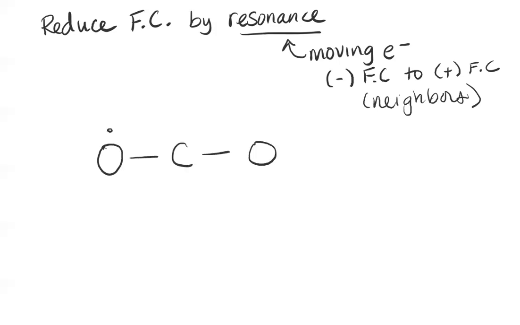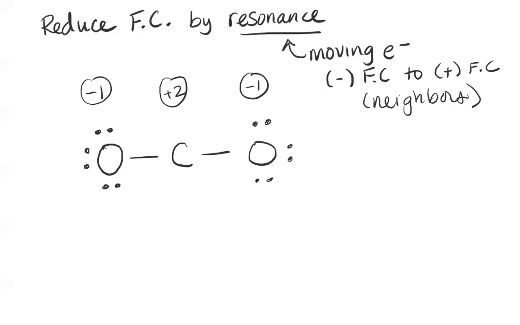Okay, so let me draw up this structure again. Oh, whoops, I don't have one on the carbon, but I have, okay, so here's my structure. On the page before, we calculated the formal charges. This one is a -1, this one's a +2, and this one's a -1.